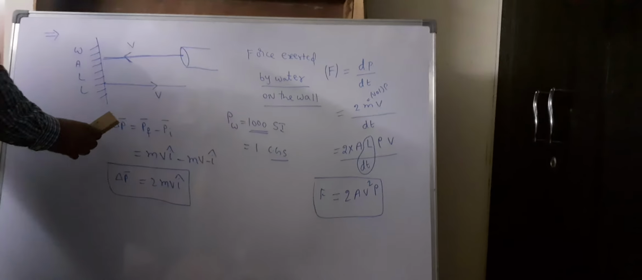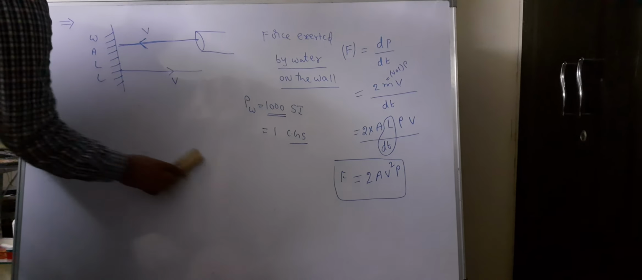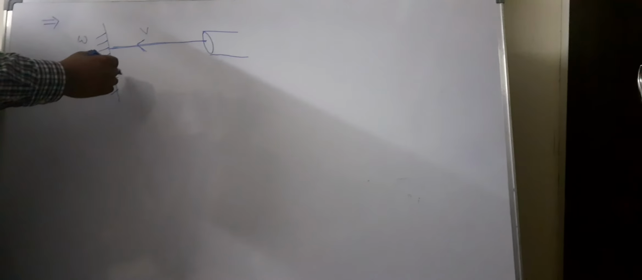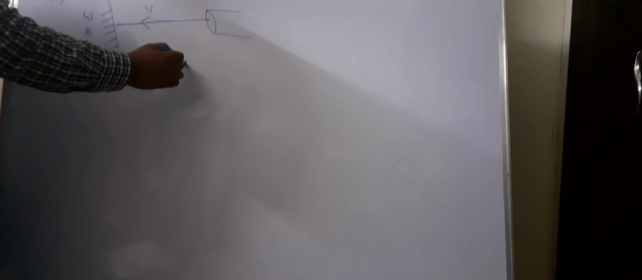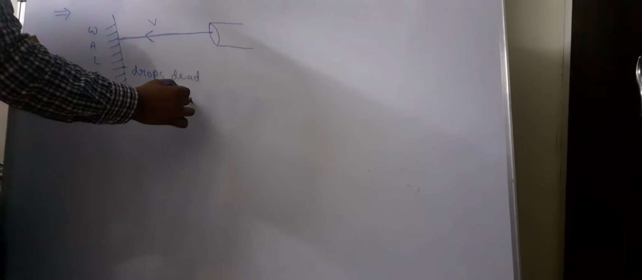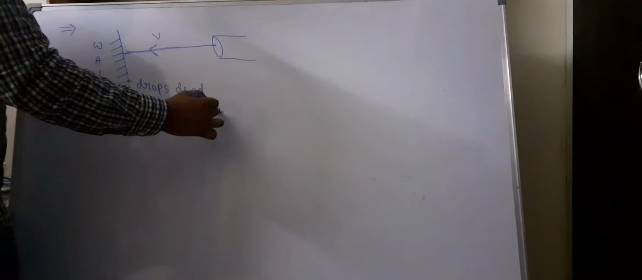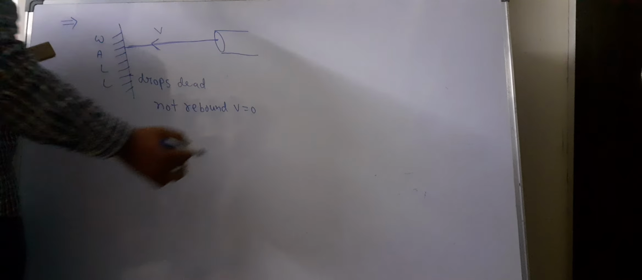Okay, same question here. Look, the water pipe pushes the water with a speed v. This water is hit by the wall and drops dead. What does that mean? Here the water does not rebound, so the rebound velocity becomes 0.